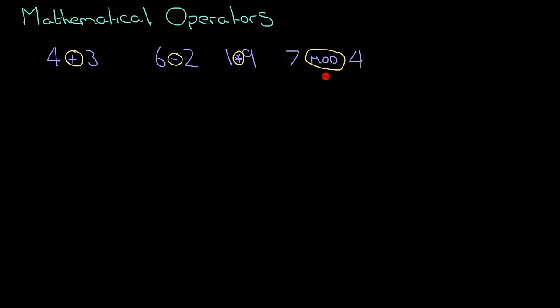Mod is short for modulus. And we're giving an example of just what a modulus operation is. So let's do this one. 7 mod 4. What does that actually mean? Well, it gives you the remainder of the division between 7 and 4.